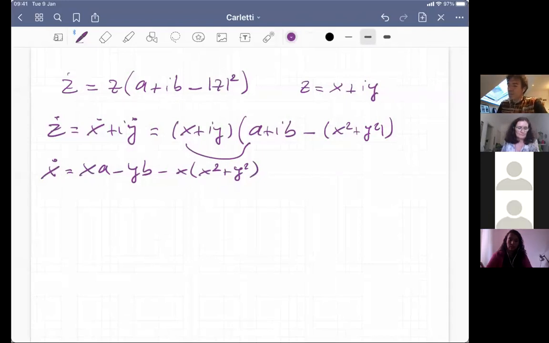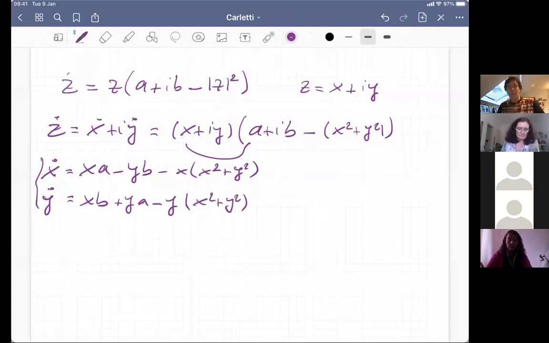And then you have the imaginary part. So you have Y dot equal to X times B, so XB, Y times A, so YA, and then minus Y times (X squared plus Y squared). This is straightforward, just a bit of warm up. So you have these equations, a two-dimensional real system, and you can recognize that the origin is an equilibrium. Because if you put x equals 0 and y equals 0, then everything is 0, so you have x dot equals 0, y dot equals 0.